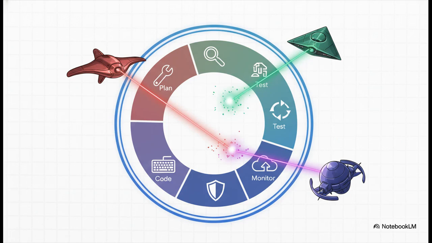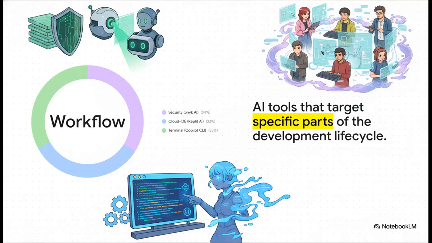All right, to round things out, let's do a quick lightning round on a few tools that hit very specific but very important parts of the development workflow. So you've got Snyk AI, which automates your security analysis. Then there's Replit AI, which is just awesome for spinning up quick prototypes and coding with your team in the cloud. And don't forget Copilot CLI. It brings AI right into your terminal, helping you whip up shell commands and speed up all your DevOps tasks.